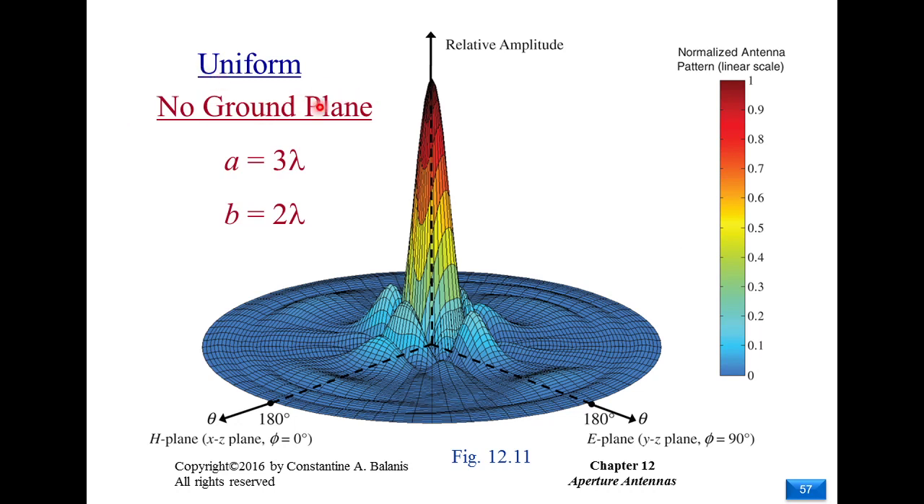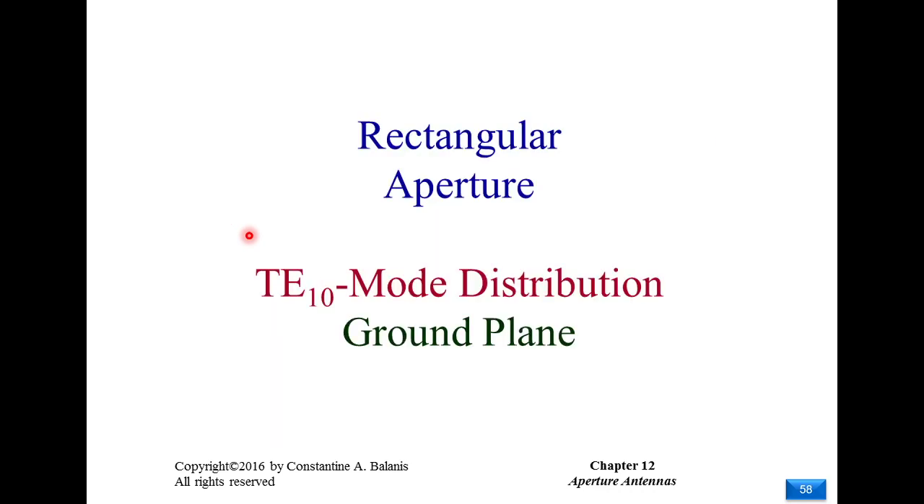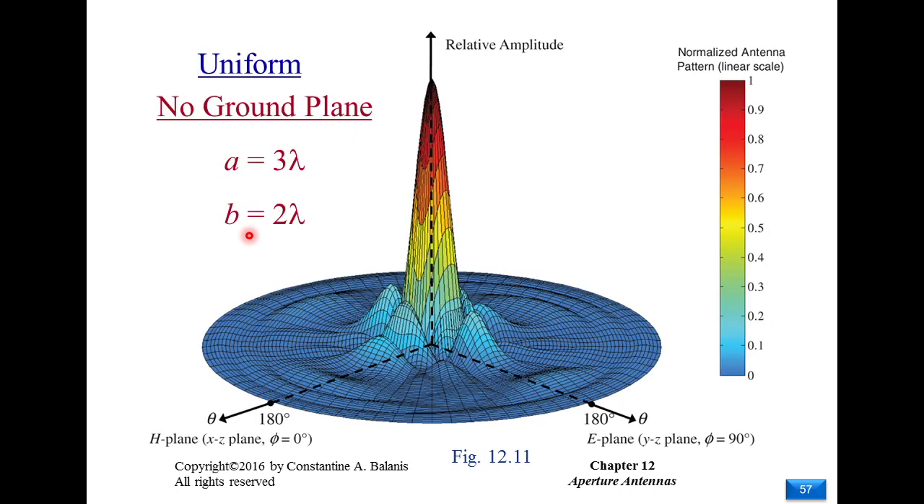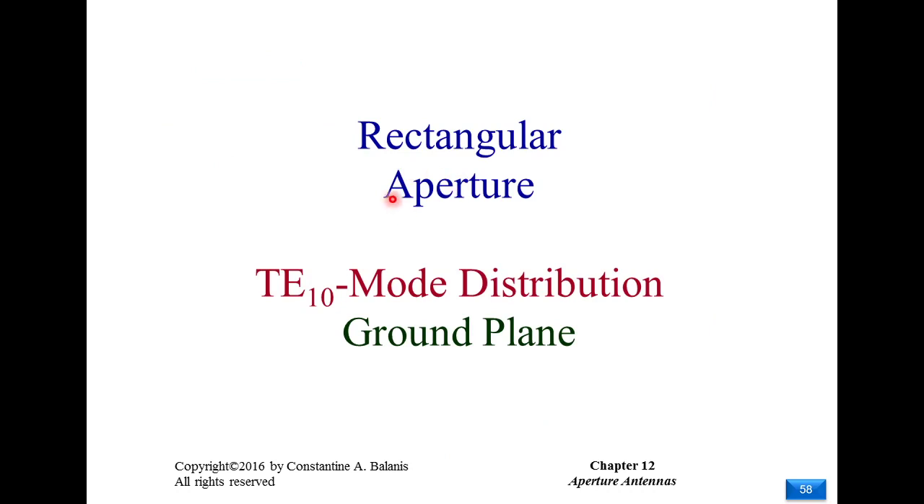So for the uniform distribution without a ground plane, we have a clear difference from this case. This is 3 lambda by 2 lambda. You can just do the math and find that. After that, we'll talk about more practical cases, for example, a rectangular aperture with TE10 mode. So the field distribution is the transverse electric 10 mode of the rectangular aperture. We just covered TE10 in our microwave engineering course, and you can look into the expression and find the consequence. For simplicity, we are studying the case with a ground plane.